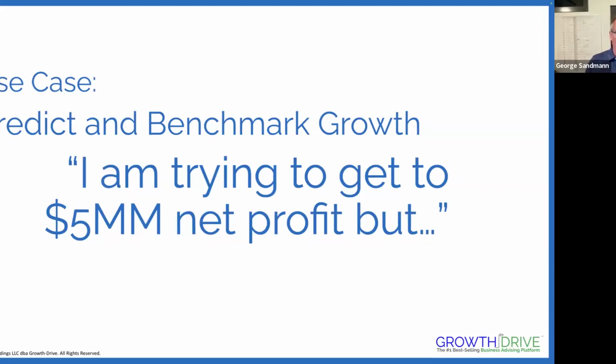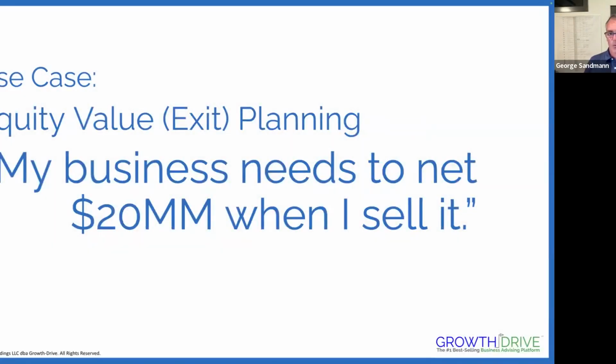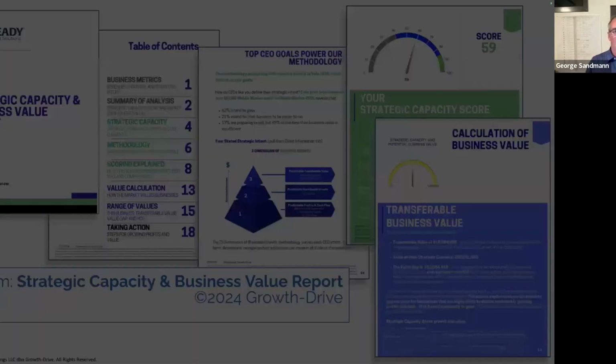So 2 use cases. I'm trying to get my business to $5 million of net profit, but I've been struggling, and I'm not sure how, but I really need help. Another use case is equity, value, or exit planning for the future value of the business. My business needs to net $20 million to me and my family when I sell it. Great. Let's run scenarios of how that will become true, how we reach those strategic statements of intent. I intend to take the company here.